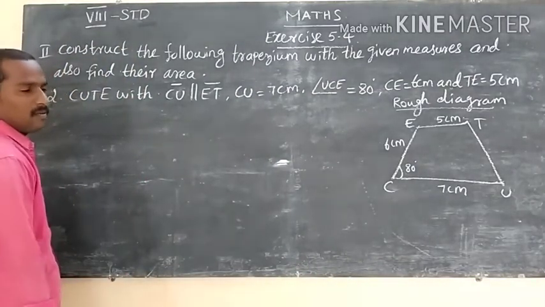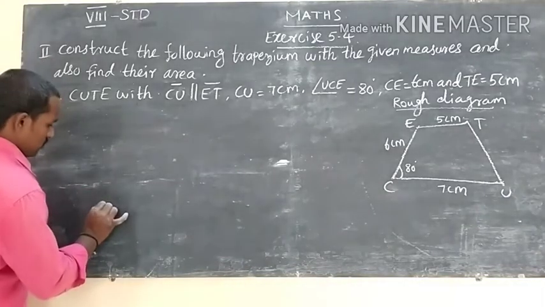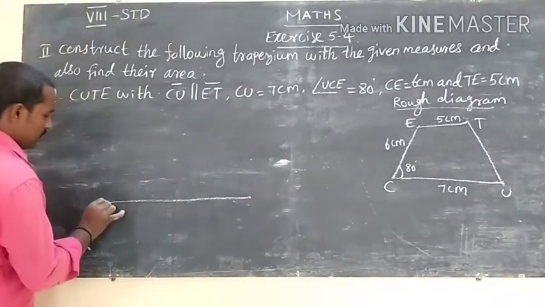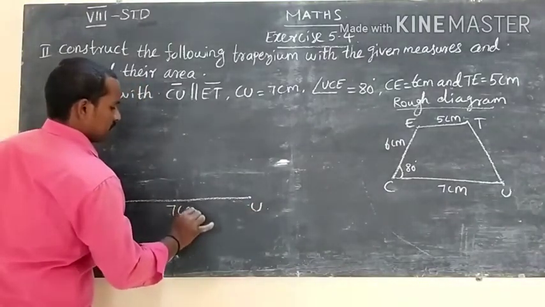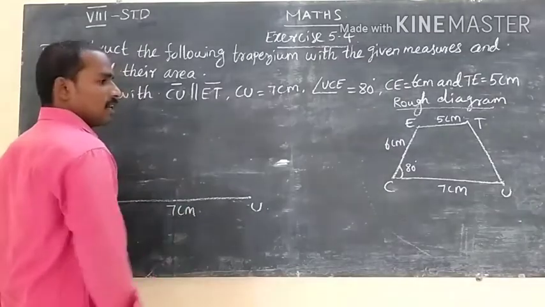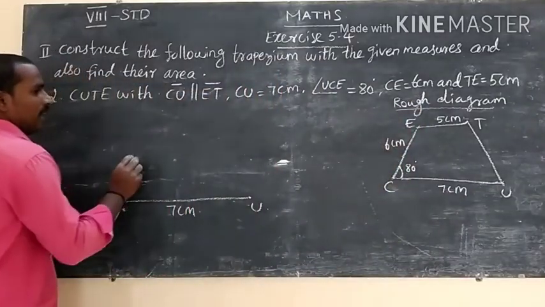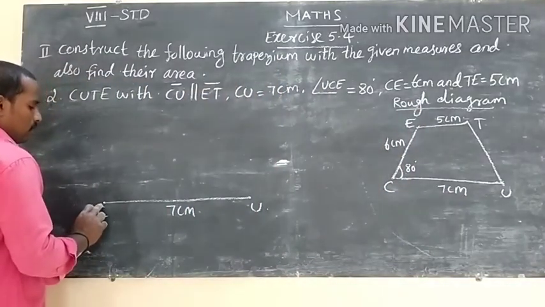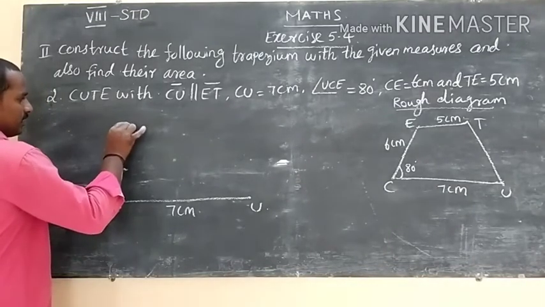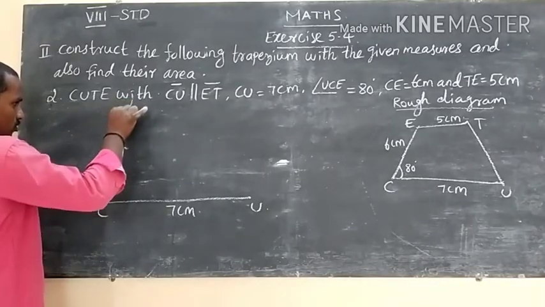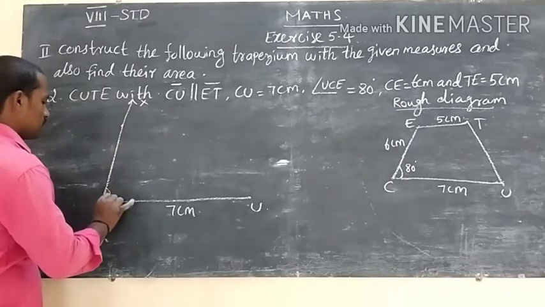Understood. Then draw the fair diagram. As the first step, draw the line segment CU equal to 7 centimeter. Using the ruler and pencil, draw the line segment CU equal to 7 centimeter. Then second step, construct the angle UCX equal to 80 degree using the protractor. With the center as C, make an angle 80 degree. Draw the ray CX. Okay, this is 80 degree.